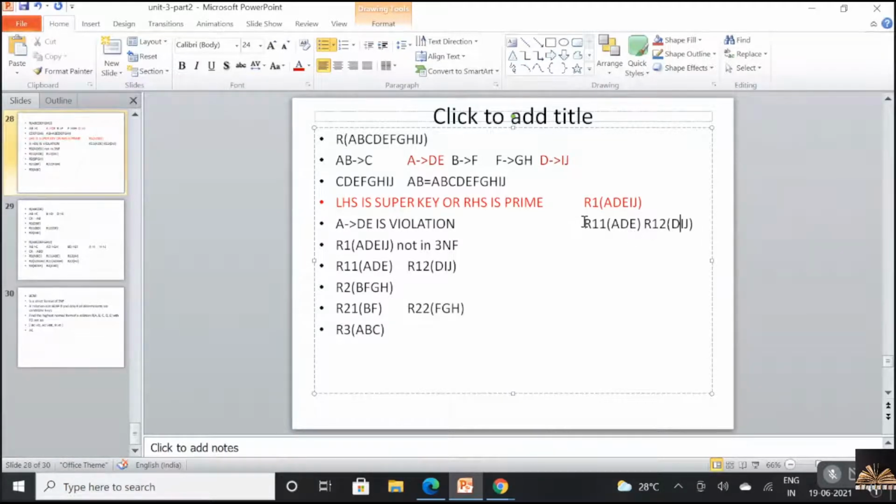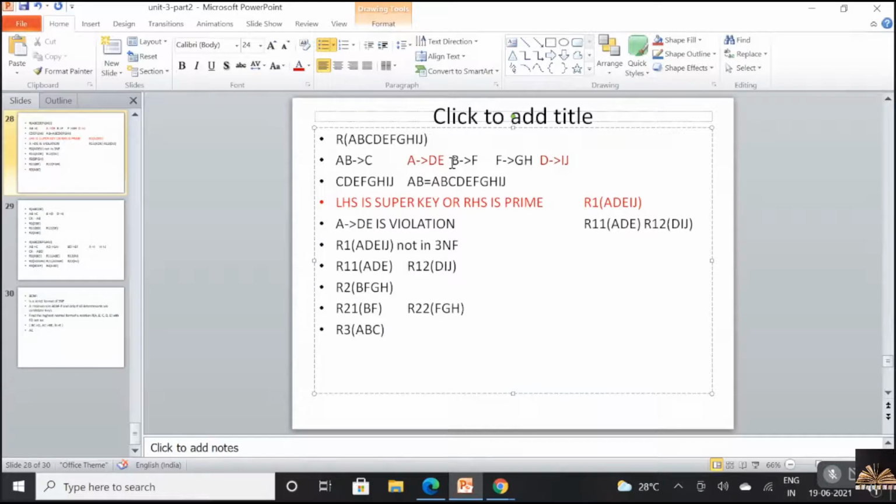Now looking at this particular table, what is the FD over here? A implies DE. Here, either this should be a super key or this should be a prime attribute. A is a key here, so there's no problem. And in R12, D implies IJ. D is the key attribute, so a super key is determining a non-prime attribute, no issues. So R11 and R12 are in 3NF.